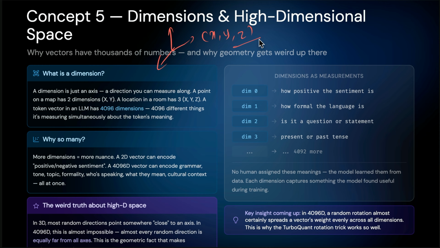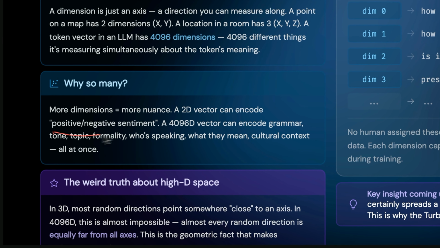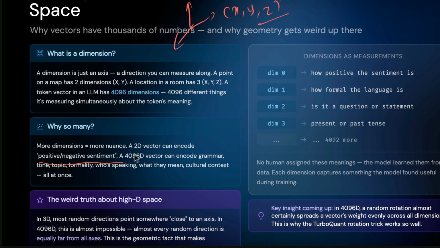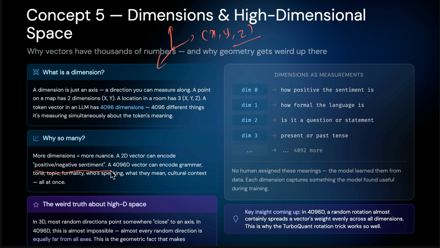For example, GPT-2 has somewhere around 768 dimensions, whereas Llama 2 has 4096 dimensions. So what are 4096 dimensions and why do we need so many dimensions? More dimensions means more nuance, right? A 2D vector can encode something like a positive or negative sentiment, but a 4096 dimension vector can encode grammar, topic, you know, tone, formality.